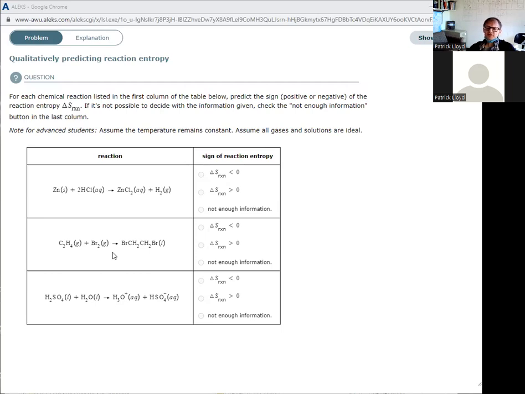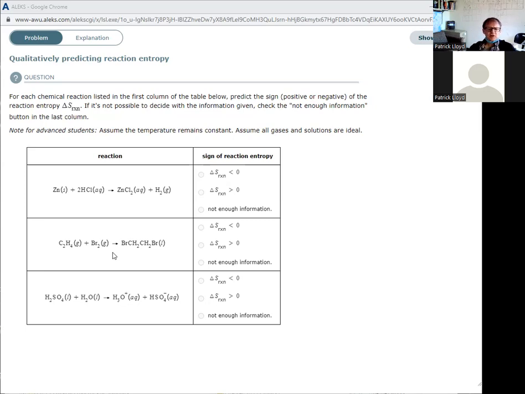So the format of these 3 questions is the same. Note for advanced students: assume the temperature remains constant and assume that all gases and solutions are ideal, okay? So no changes in temperature. Ideal means that they behave according to the ideal gas law if it's a gas or a gas mixture. Solutions have their own kind of dynamics of being ideal. But let's take a look.